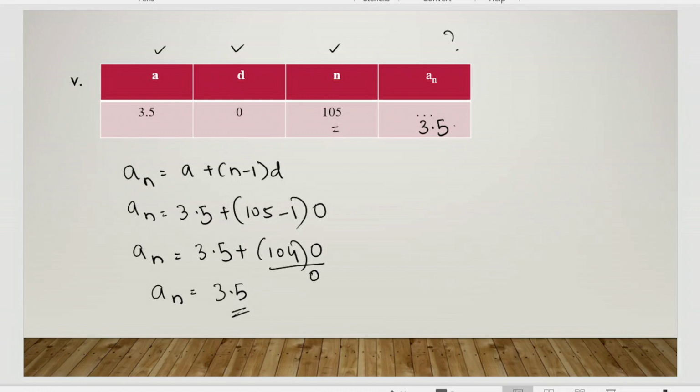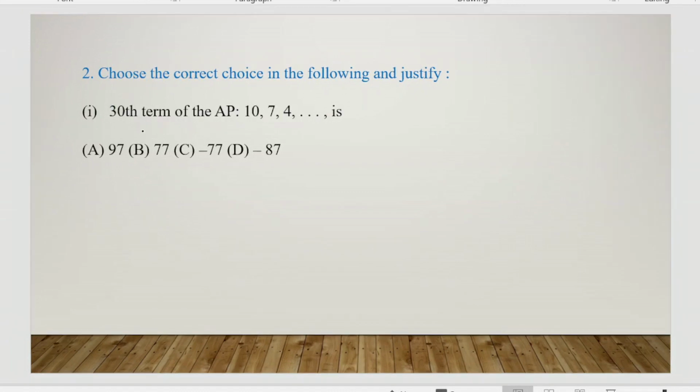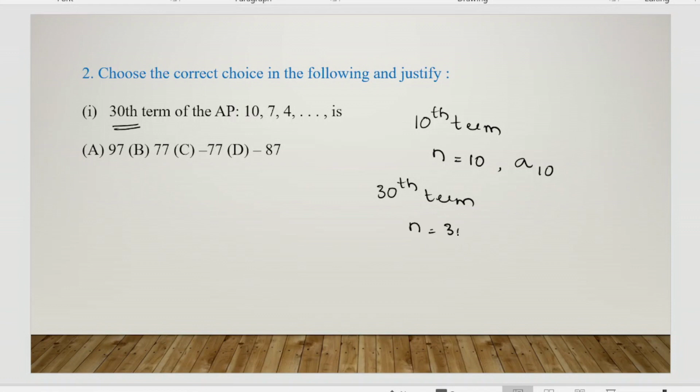Clear? So let us see the second question. Choose the correct choice in the following and justify. In this question, we need to find the 30th term of an AP. As we discussed earlier, if you want to find the 10th term of an AP, N will be 10, so you will be finding the A10 value. In the same way, to find the 30th term, the number of terms n will be 30 and you will be finding the A30 value.